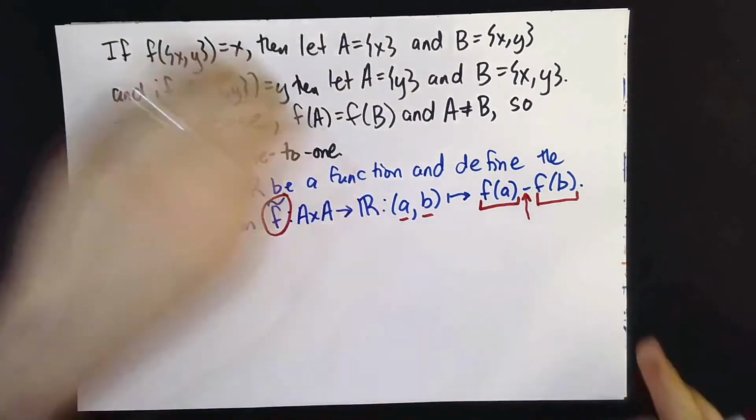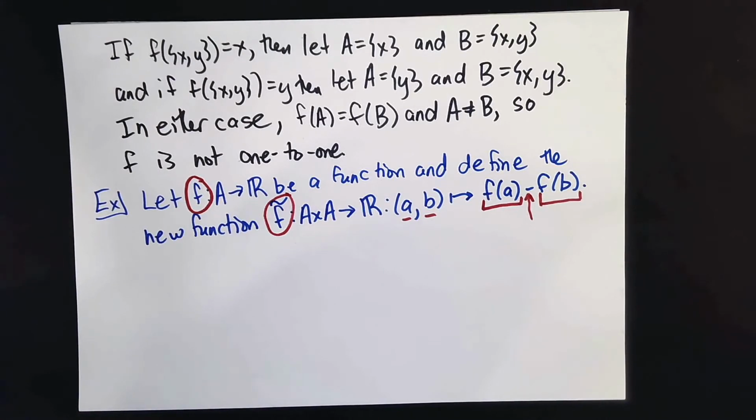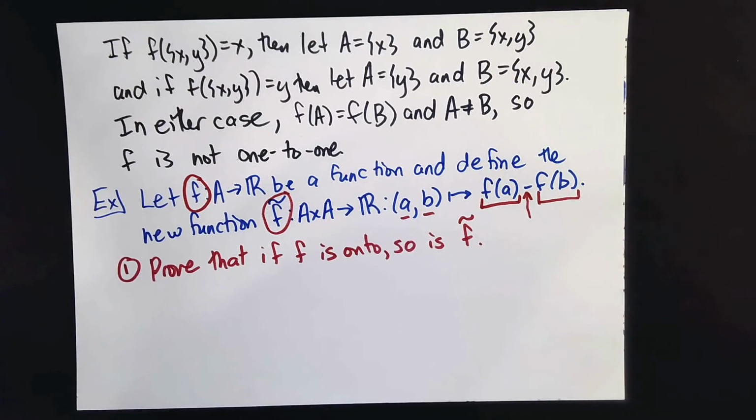This is something you'll see quite often. You'll start with some function, and then you'll modify the function, or twist the function, or change the function around in some specific way to make a new function, and then you'll talk about the new function. So let's first prove that if f is onto, then f with a squiggle on top is also onto.